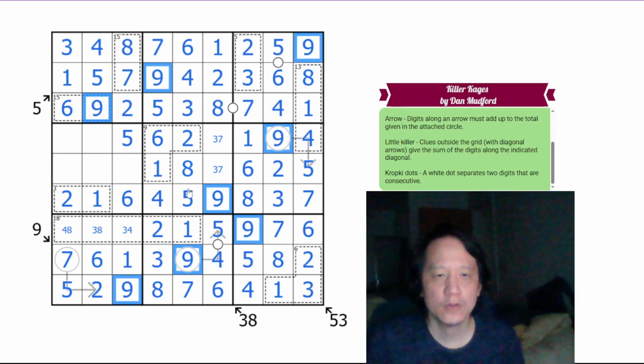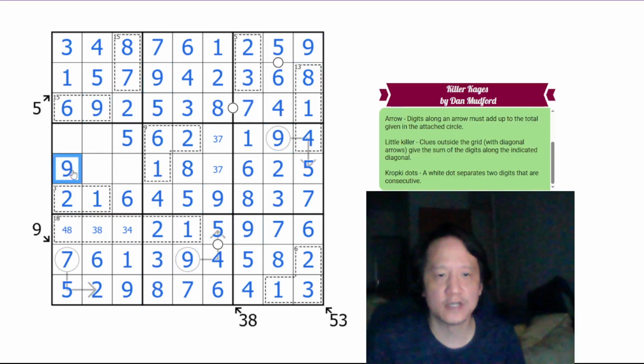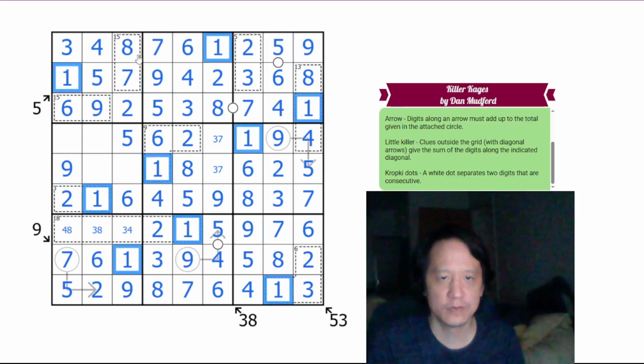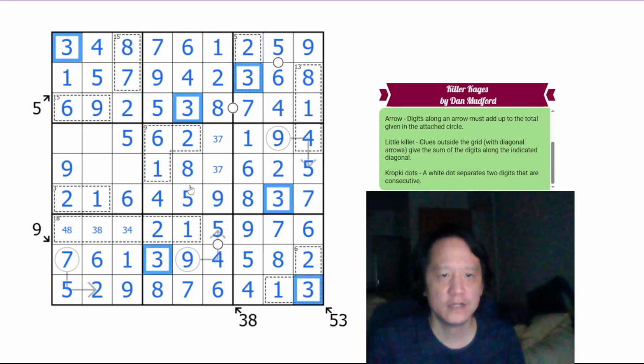9s. We have 8 9s, so we know where the last 9 has to be. It has to be here. So this is 9. And then we can keep going. So 1s are done now. 1, 2, 3, 4, 5, 6, 7, 8, 9. 2s are done. 1, 2, 3, 4, 5, 6, 7, 8, 9.